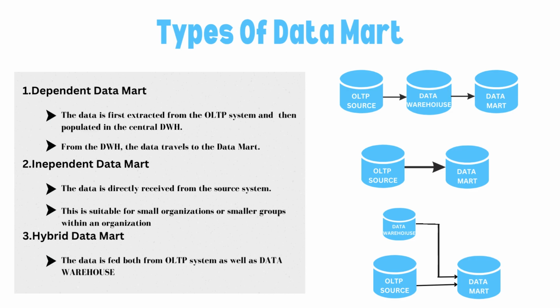But with an independent data mart, the data warehouse will not be available. The data mart is loaded directly from the OLTP source. Then we have the hybrid data mart, where the data mart gets the data either from the OLTP system or from the data warehouse system. These are the three different data marts available in data warehousing.